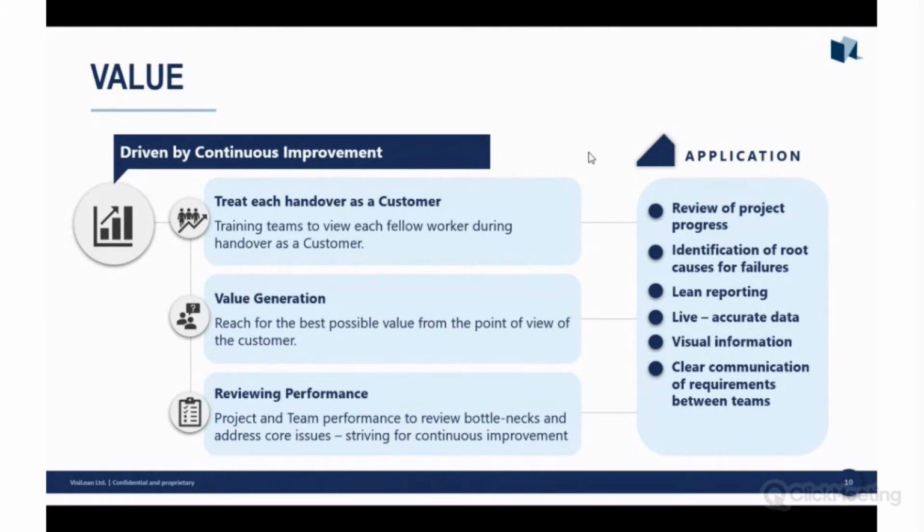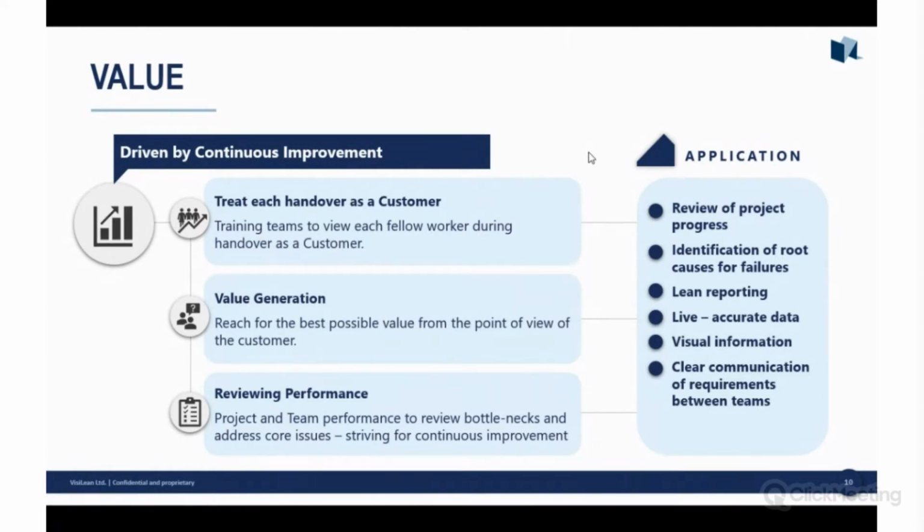Then we've got value generation. So basically, when we're having these collaborative meetings, when we're understanding the transformation process, we need to bring it back to what value is generated for the customer. When we're continuously thinking about that, we're going to get the best possible product for them and make them very happy. Then, lastly, that leads us to reviewing performance.